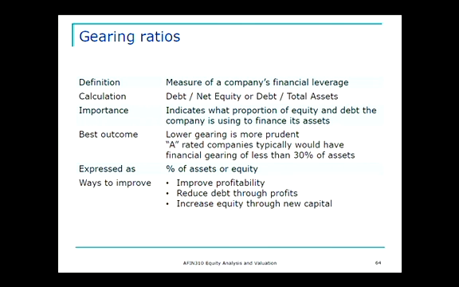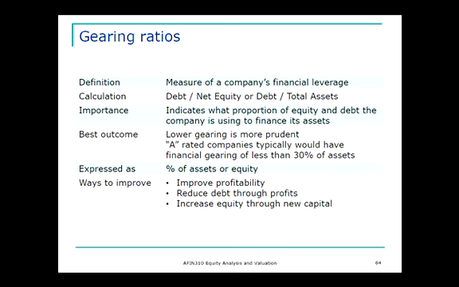So gearing ratios help us determine the proportion of a company's assets or equity that are financed by debt. The higher the ratio, the more leveraged the company and the greater its financial risk. Debt ratios vary widely across industries, with capital-intensive businesses such as utilities and pipelines having much higher debt ratios than other industries like technology.